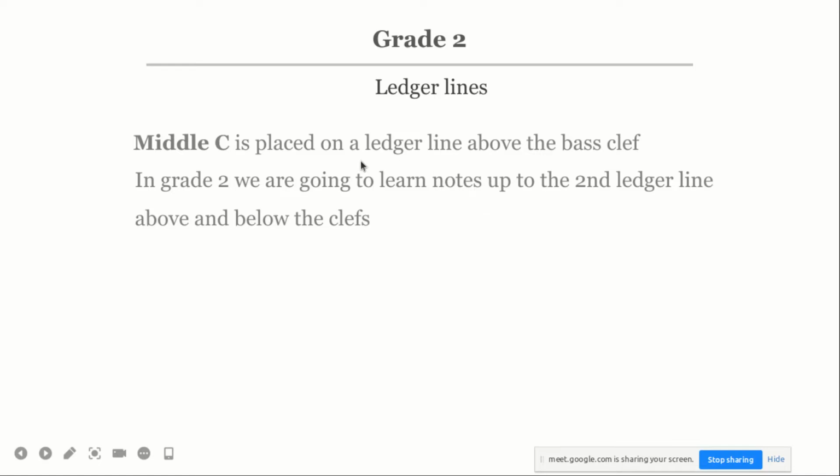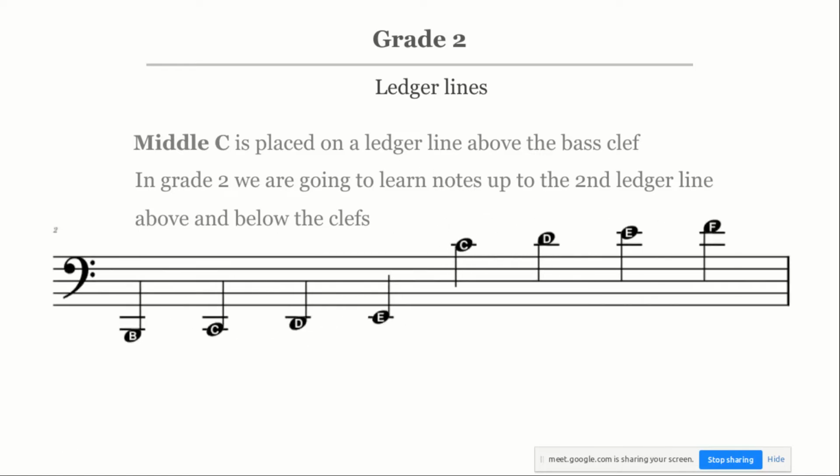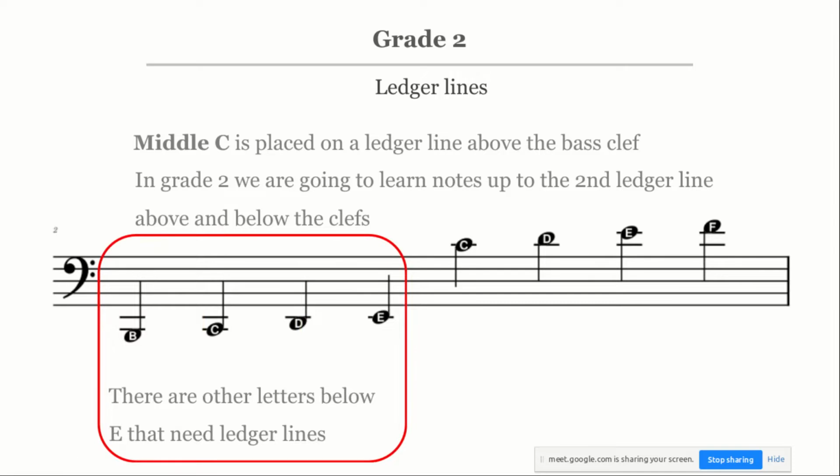So on the bass clef, same thing. Middle C is usually placed on a ledger line above the bass clef. Here it is, middle C. And we are going to learn up to the second ledger line and above it, and the second ledger line and below it. So look at the notes on the left.